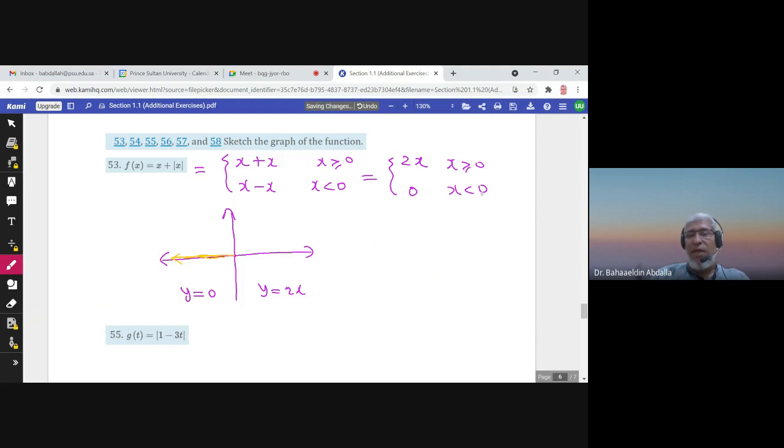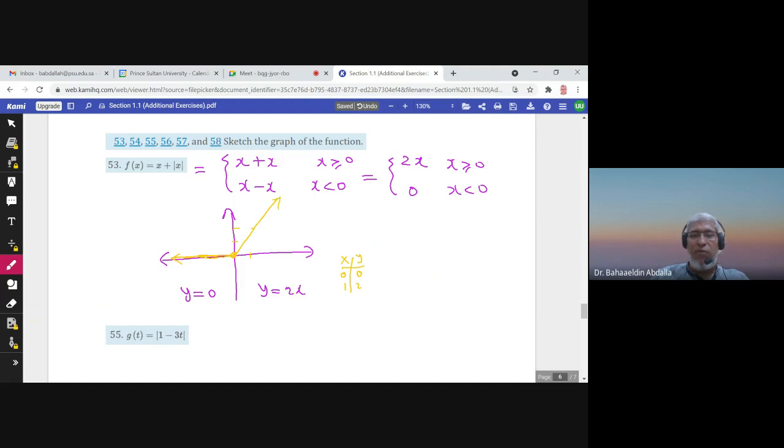And it doesn't have the 0, so it's open here. y equals 2x is a straight line. To graph the straight line, I need 2 points. I'll start with 0. If x is 0, y is 0. If x is 1, y is 2. So this line.